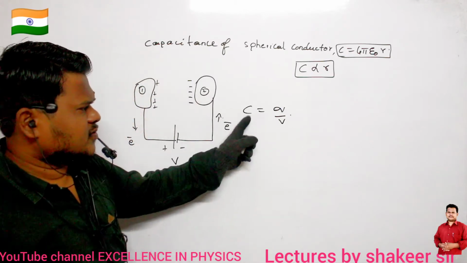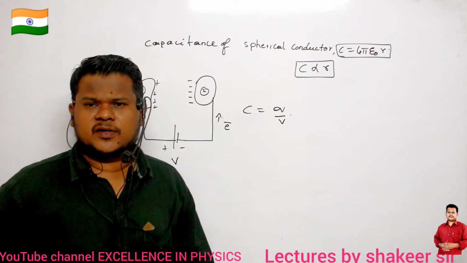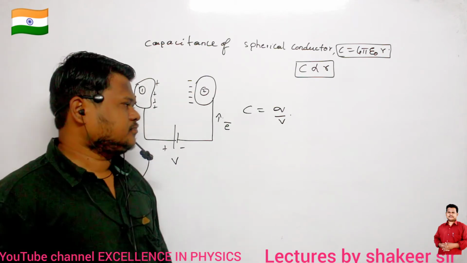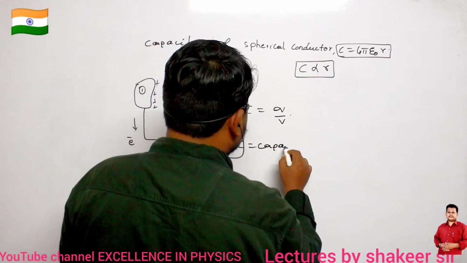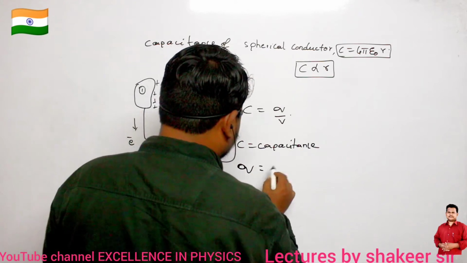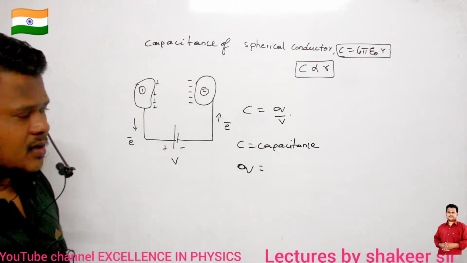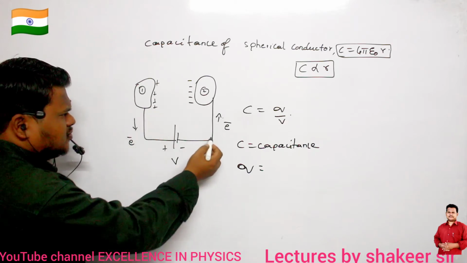Now, can you say what is C, what is Q, and what is V here? C is the capacitance of this combination. Q means charge. Which charge? The charge transferred from one plate to another plate.